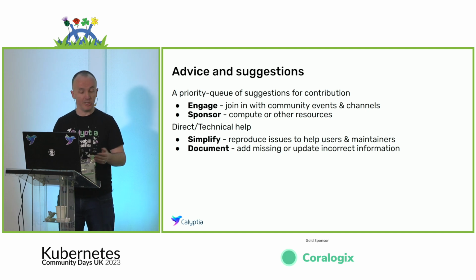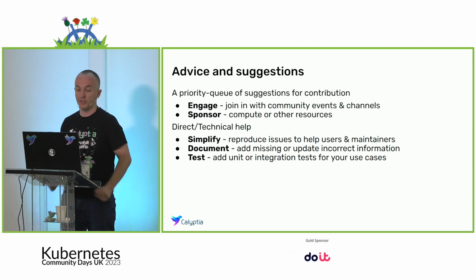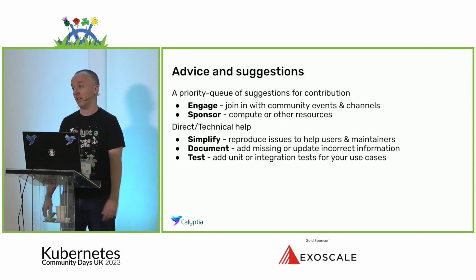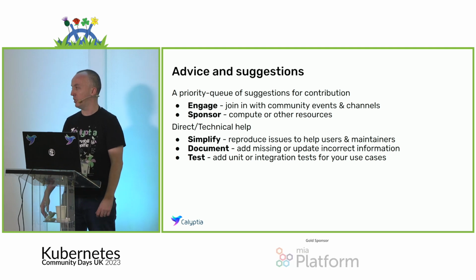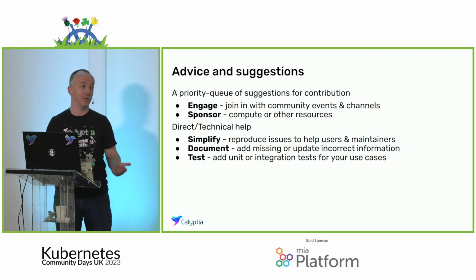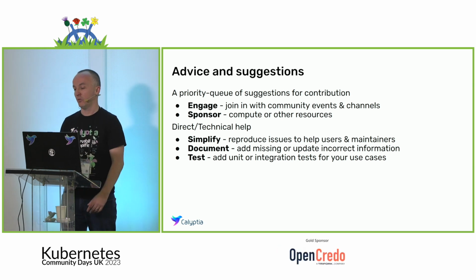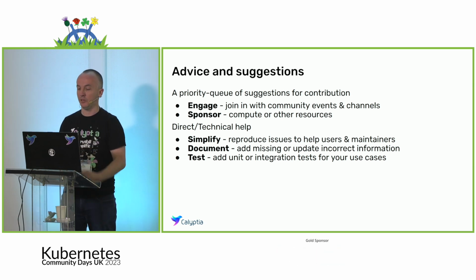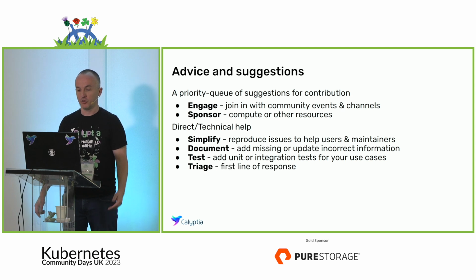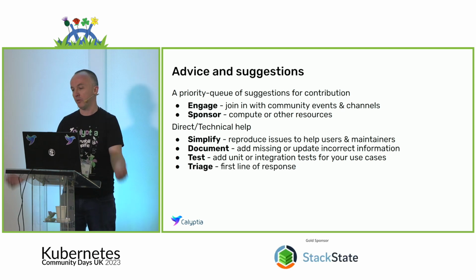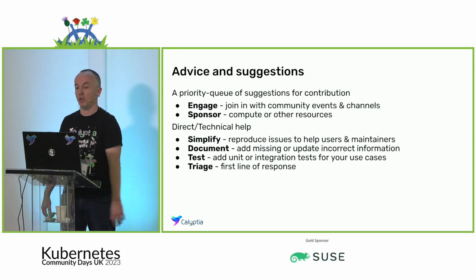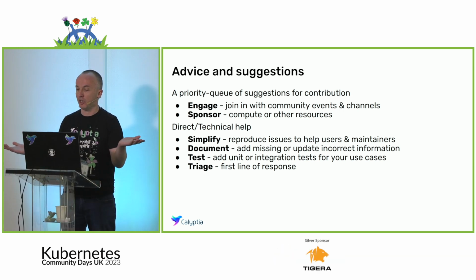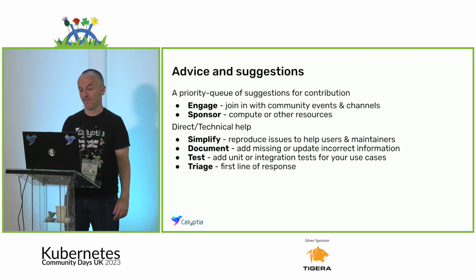Document, add the missing or update incorrect information. Tests. There's never enough tests. People don't like writing tests. People like writing features and bugs and fixes. So add test cases for your use cases, because it helps you as well. They'll be there in the future when someone makes a change and it fails in your particular use case. Triage, go through issues, try and help people out. A lot of the issues are, I haven't followed the template, so I haven't got the right amount of information, give me more information.